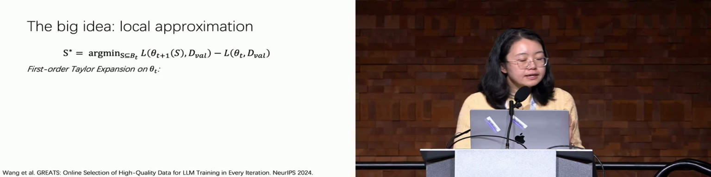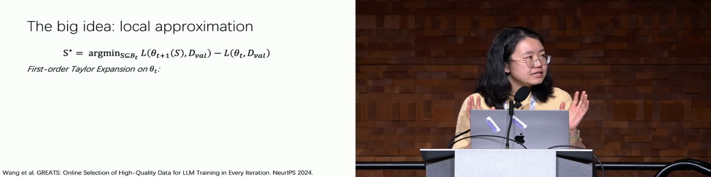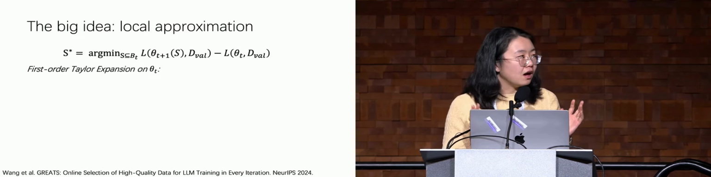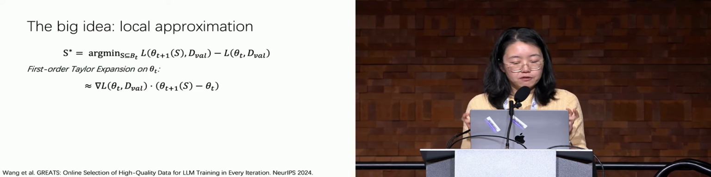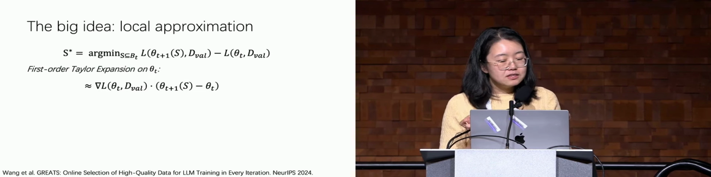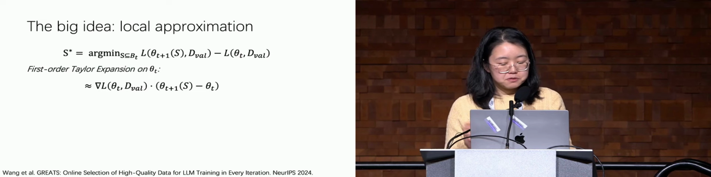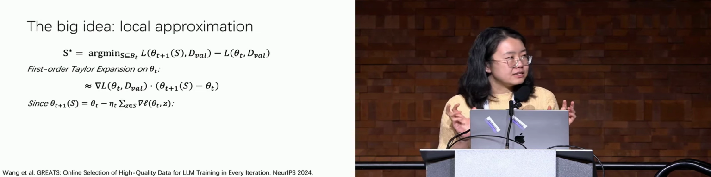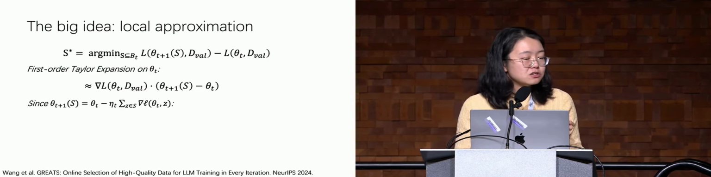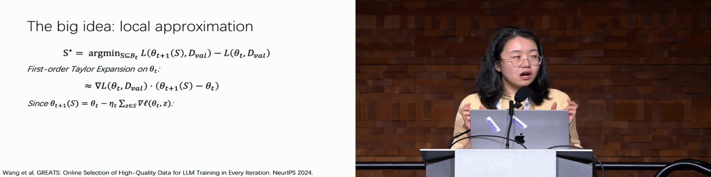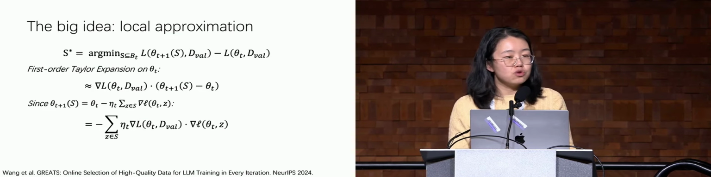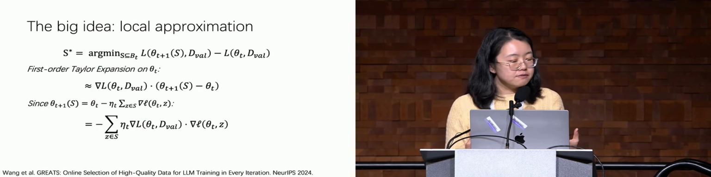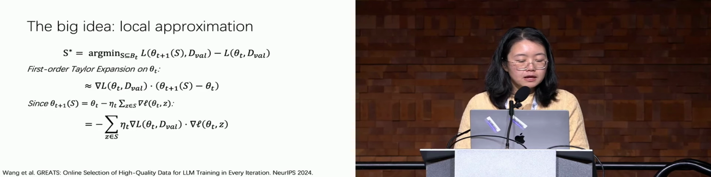Okay, so the key insight here is that this objective in online batch optimization is looking at improvement of loss. And usually, the improvement of loss is very small. So that lends itself to some local approximation. The big idea is that because it's small, local approximation might accurately reflect what the true objective looks like. So specifically, you can use a first-order Taylor expansion around the current model theta T.